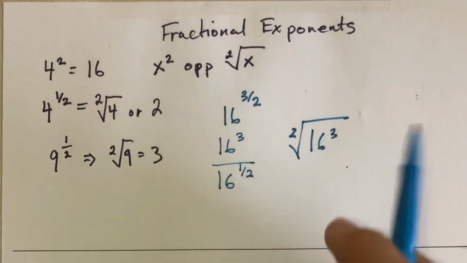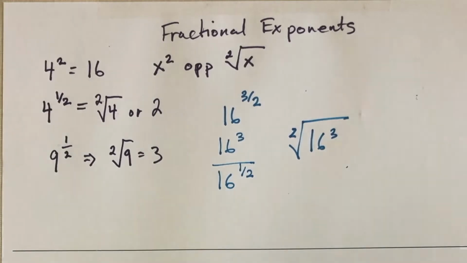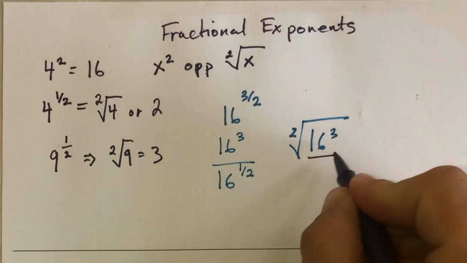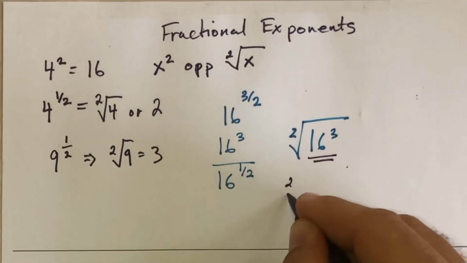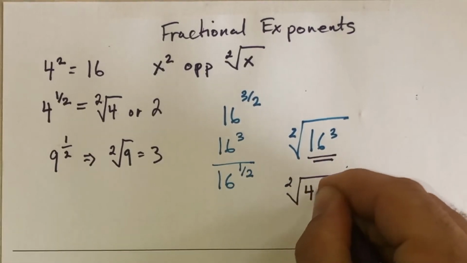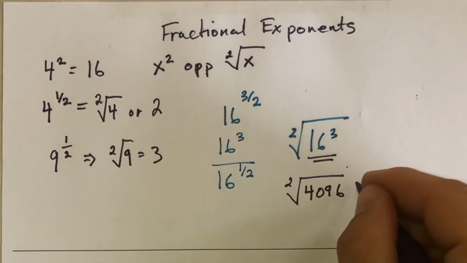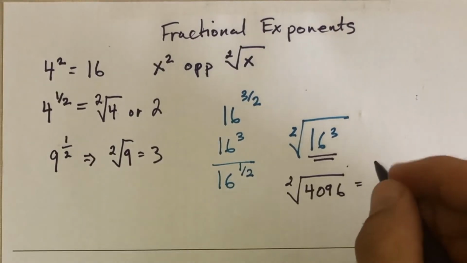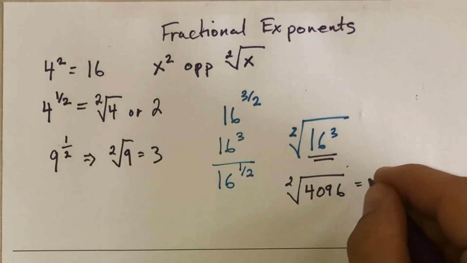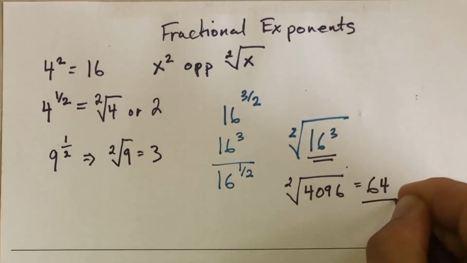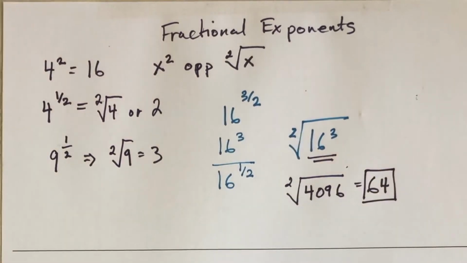And order of operations wise, we want to work with the number inside first, so we'll say square root of 4096. You could take your time to do it. Punching it in a calculator will probably help to speed things up, but we actually end up with 64.